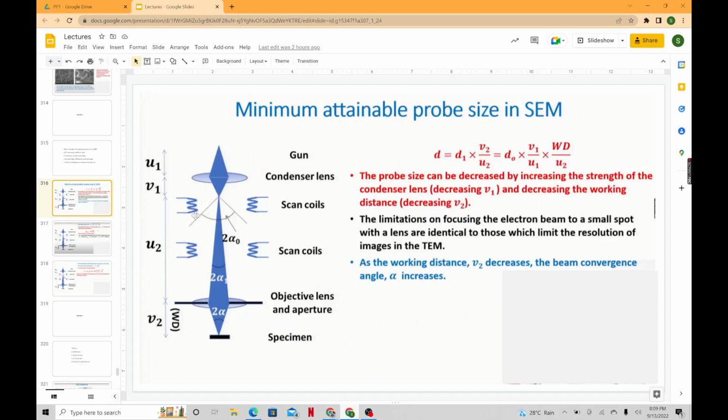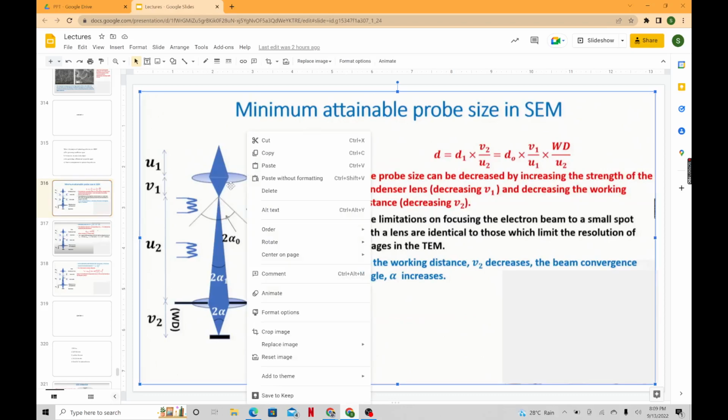Suppose here you can see it very clearly. Can you see my cursor? Yes, sir. I don't know how the pointer works, I cannot see it.